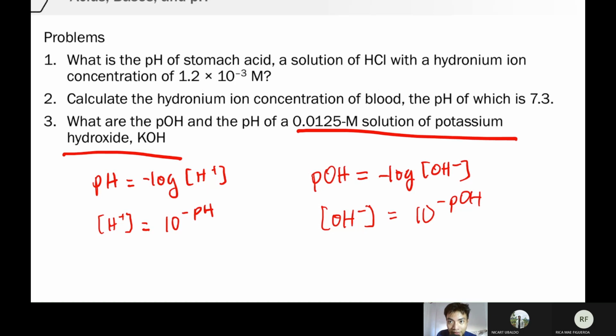Okay? Sagot uli kayo. Pero sir, pwede rin ba sir gamitin yung unang formula tapos ima-minus mo na lang yung 14 dun sa pH? Pwede naman. Pero kung ito yung gagamitin mong equation, H plus kasi ito eh. Ang meron tayo dito ay hydroxide. So, kailangan OH talaga dyan. Okay. So, ito yung gagamitin mo. Type nyo na lang yung answer. Sagutan natin.